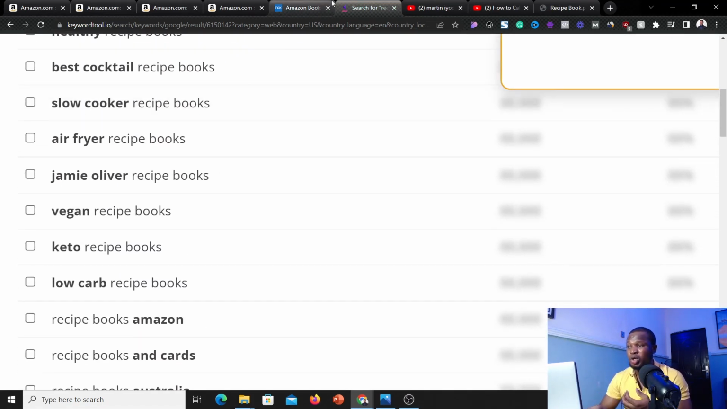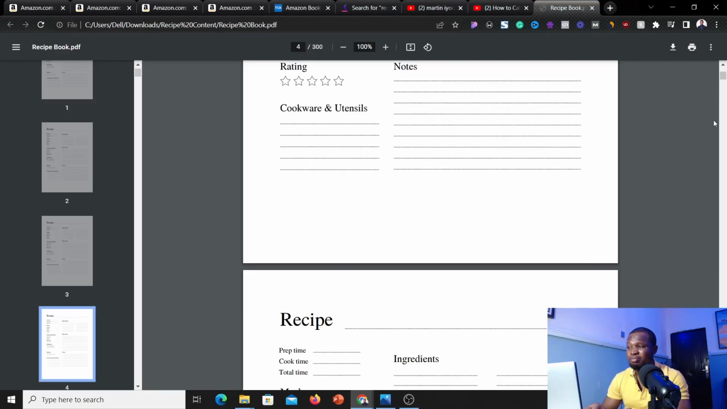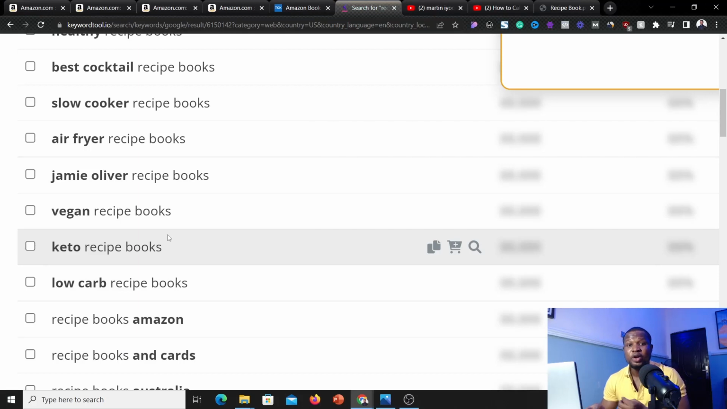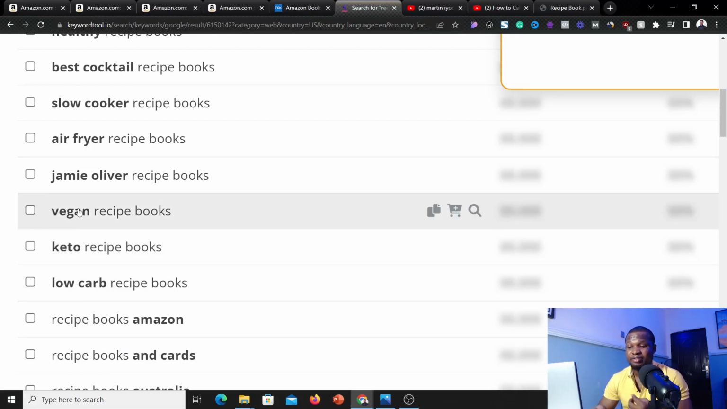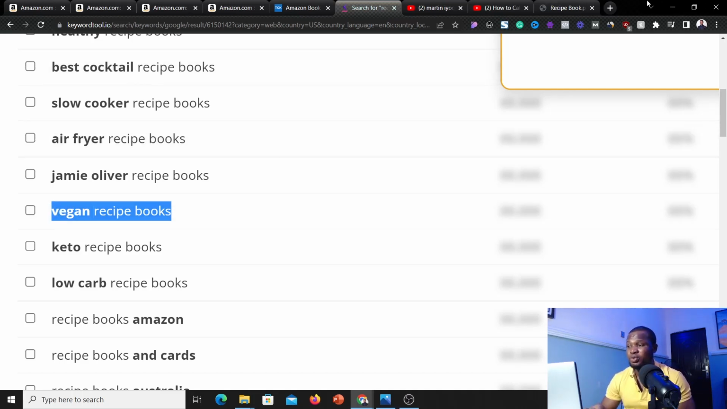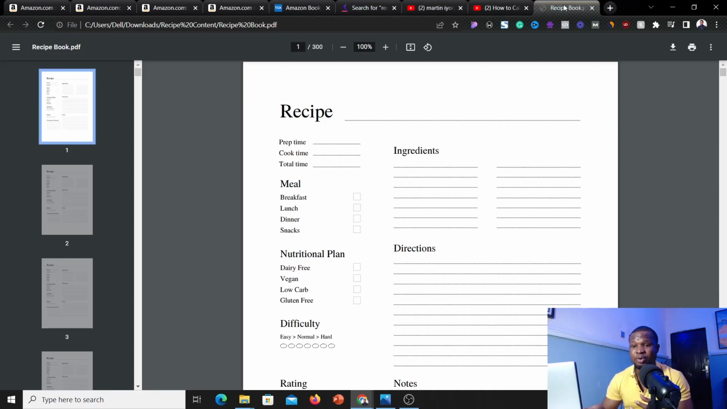Because all you need to do is go to the previously created book and make little changes, all right? For example, let's say that I wanted to create these vegan recipe books that I find right here that people are searching for. All I have to do is go over to the interior that I already have before. Because this interior contains everything for general recipe books, all I have to do is, in this place where I have nutritional plan, remove this dairy free, low carb and gluten free and allow only vegan to be there, so that when somebody sees that book on Amazon and sees the interior, they will know that this is a vegan recipe book for people that are vegetarians, all right?